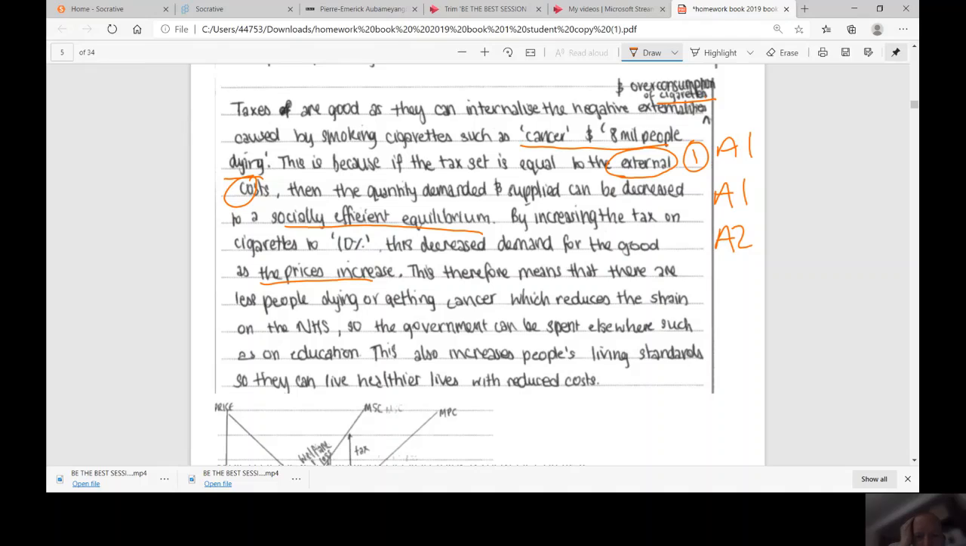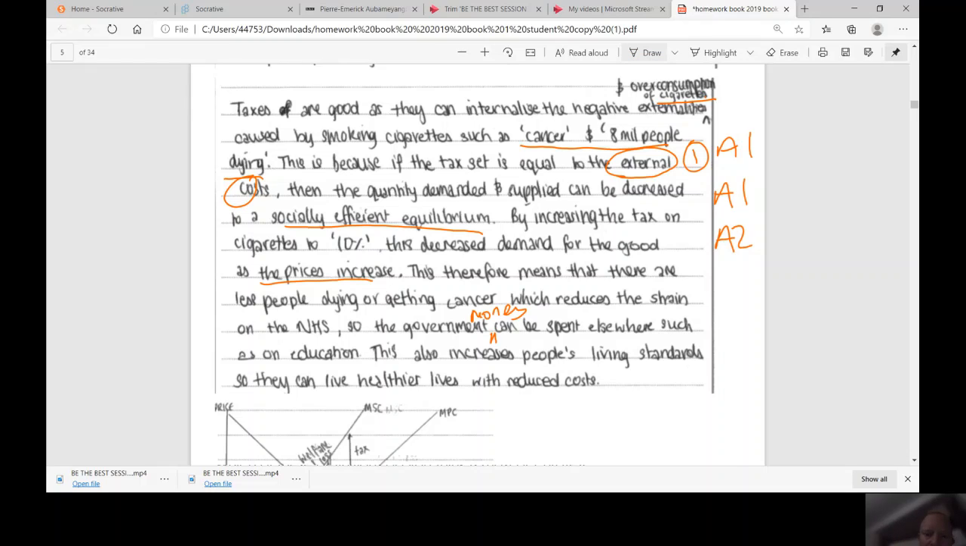This means that there are people dying or getting cancer, which reduces the strain on the NHS. So the government money can be spent elsewhere. I think what they mean by that is the government money can be spent elsewhere, such as on education. This increases people's living standards so they can live a healthier life.